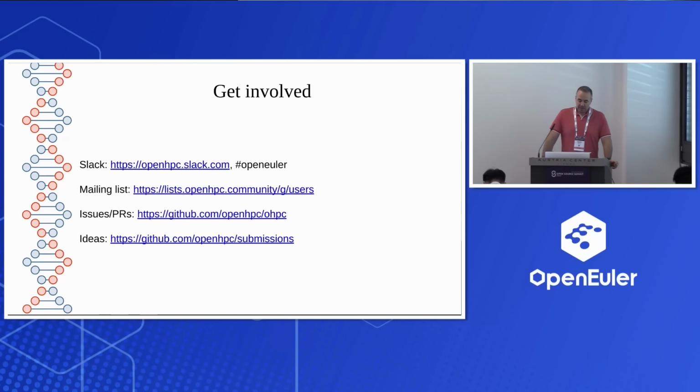How to reach us? You can do it on Slack. This is our Slack server, and we have a channel there specifically for openEuler. We have mailing lists, and you can raise issues or send pull requests at the GitHub repository. If you have an idea about adding yet another HPC-related software to OpenHPC, then there is a special GitHub project, submissions, under the OpenHPC organization, and there we discuss any proposals. They are discussed in the technical steering committee, and once approved, we start adding it in the main repository.